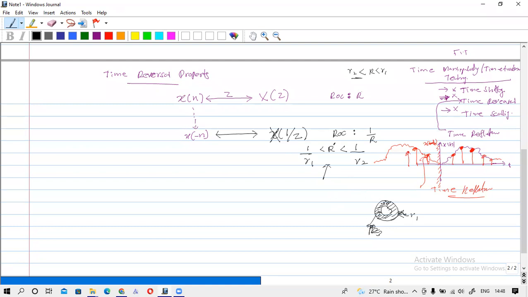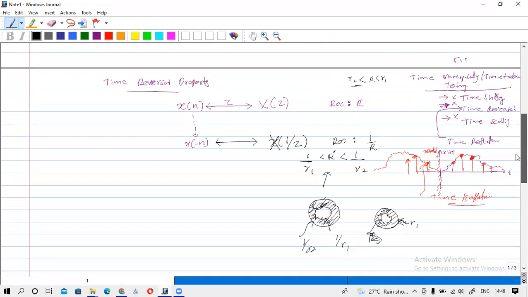When you get 1 by r1, it will be a smaller region. So this will be 1 by r1, and 1 by r2 will be this region. So your ROC will be this. You may not have fully understood this, but we will do one or two examples, and then you can identify it.